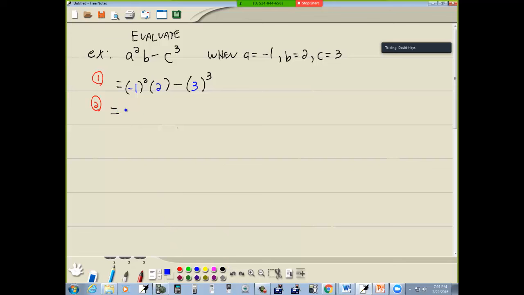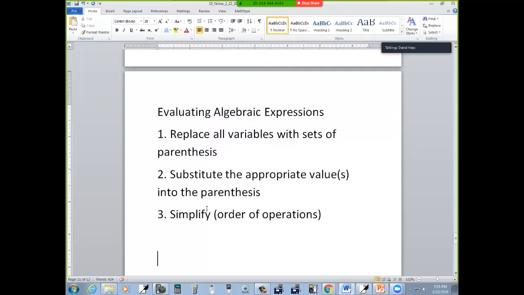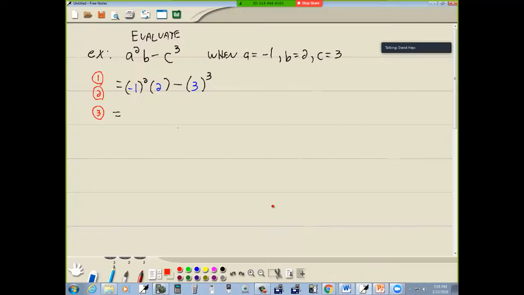And actually, I probably should have put that right there. Those are usually done in the same line, those two steps. Now step 3. Simplify. Use the order of operations.